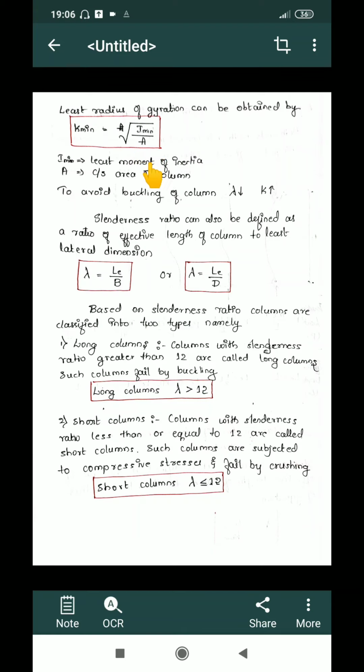Or I can also define slenderness ratio as the ratio of effective length of the column to the least lateral dimension. Lateral dimension in the sense B or D, whichever is the least, that value I will be taking. Based on this, columns are divided into two types: long columns and short columns. Long columns are the columns where slenderness ratio is greater than 12, and such columns fail by buckling. Short columns are the ones where slenderness ratio is less than or equal to 12, and such columns fail by crushing.